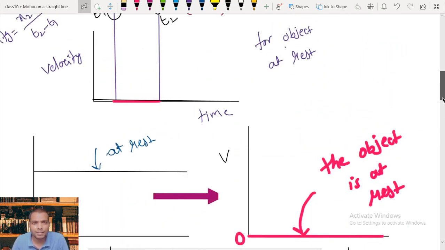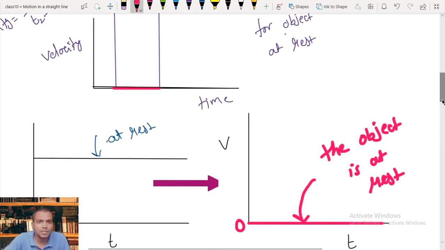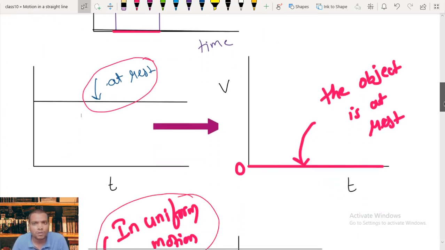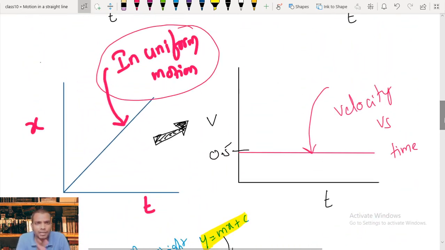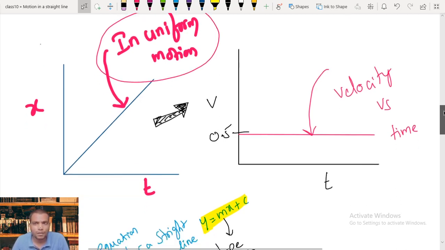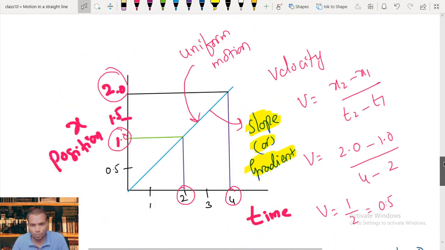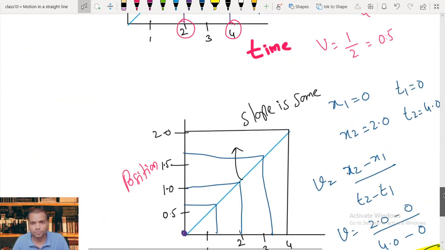But in the above case, what we talked about here, if this is the position versus time graph for an object at rest, then to plot the velocity versus time graph, we draw a line on the x-axis that goes to 0. But in this case, it is different. If it is a uniformly increasing uniform motion, the velocity versus time graph is constant.